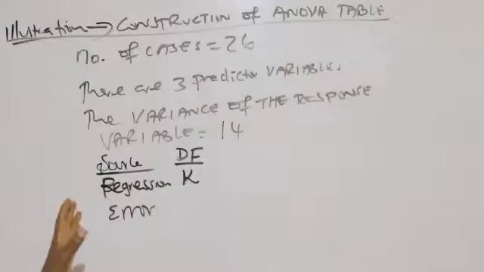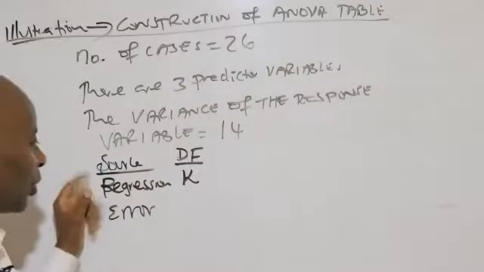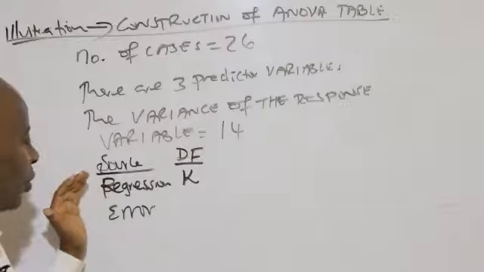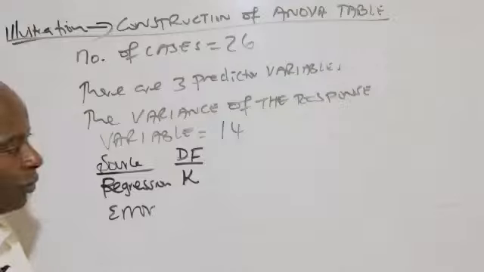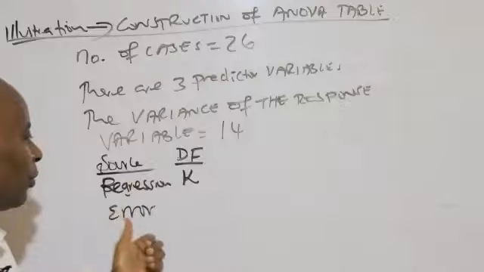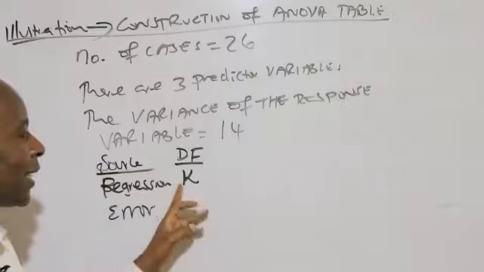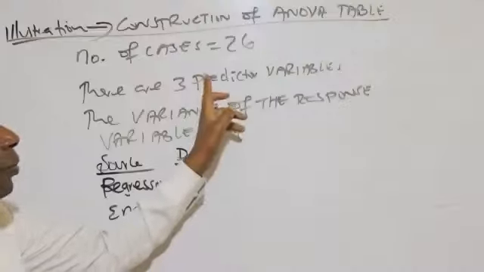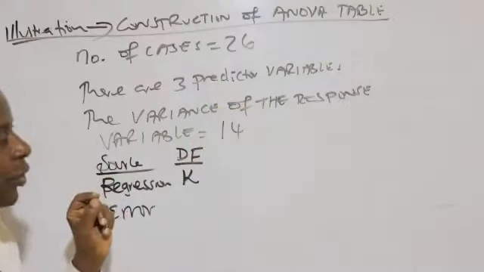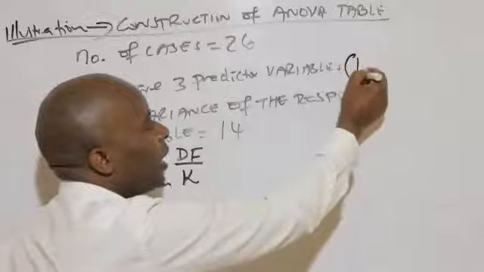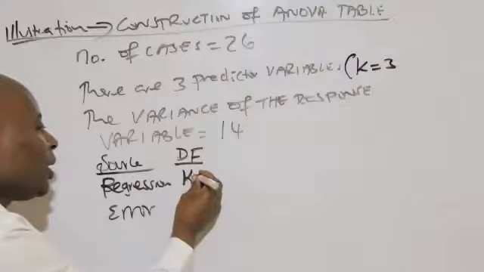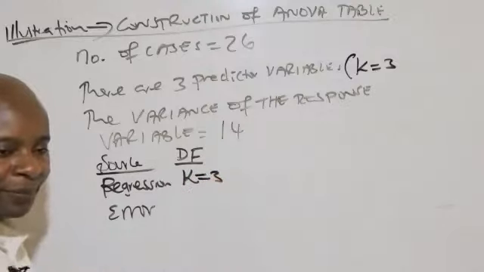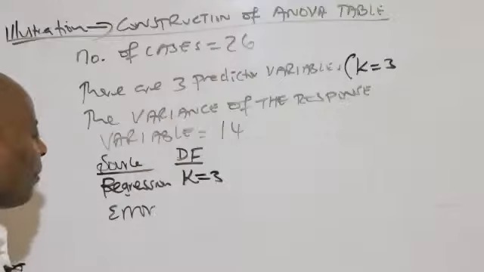So let's construct this together. The first thing we need to do is mention the sources. So for sources, we have regression and error. And then we start with the column of degrees of freedom. Degrees of freedom for regression are always K, and K stands for the number of predictor variables. Here my K will be equal to 3, meaning that the regression degrees of freedom are 3. How about the error?